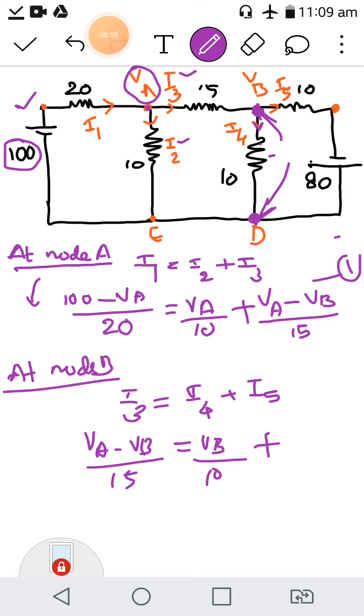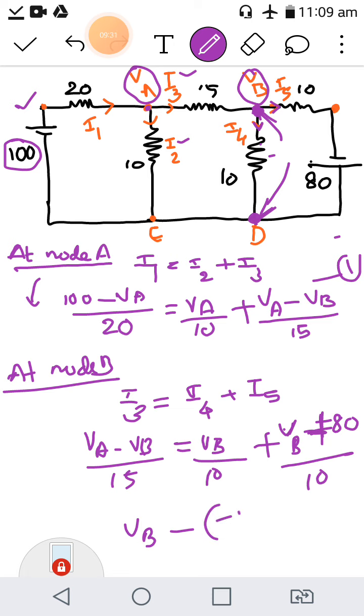Plus what is I5? I5 is flowing between VB and the minus 80 volt battery. So how can you write? VB minus 80 divided by 10. So what is VB minus 80? VB plus 80. Okay, so this is the potential here, current flowing from VB, so I am writing VB minus, what is the battery here? It's the polarity reversed. Minus terminal comes first, so this is minus 80 divided by, what is the resistance? 10 ohm. So VB minus 80 is VB plus 80.